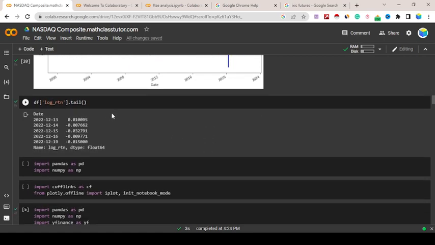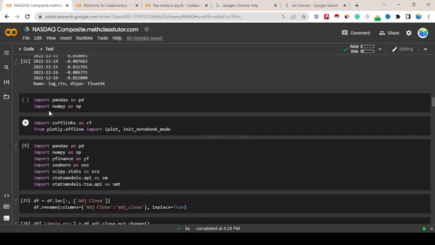So df log returns has been given, and similarly we need to import other libraries: import pandas as pd, import numpy as np, import cufflinks as cf, from plotly.offline import iplot, and init_notebook_mode, and import pandas. Others we have already imported, like seaborn as sns, scipy.stats as scs, import statsmodels.api as sm, and import statsmodels.tsa.api as smt.